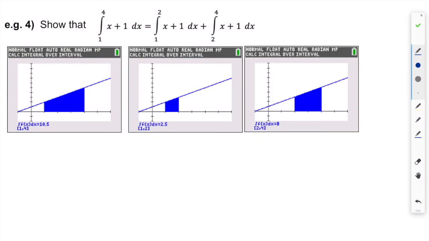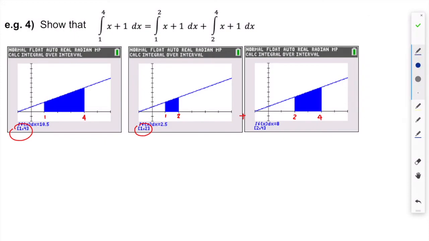The very last example in this lesson asks us to show that when you evaluate the definite integral of x plus 1 dx from 1 to 4, it is equal to evaluating this integral from 1 to 2 added to 2 to 4. Here it shows the screenshots on your calculator. When you compare the left side of this expression in the very first graph, look at the interval given compared to having 1 to 2 plus 2 to 4. Okay, so the area would be equivalent.